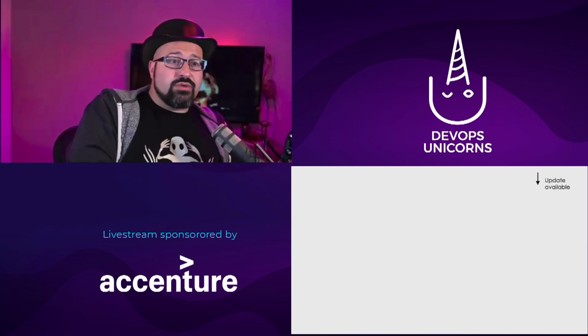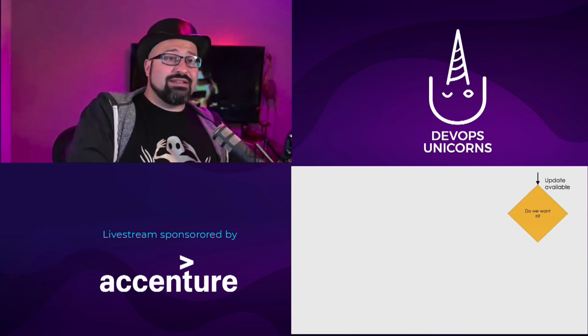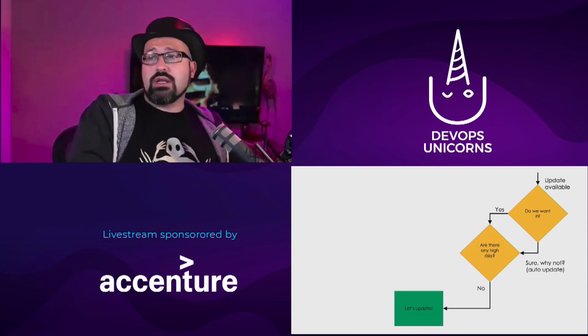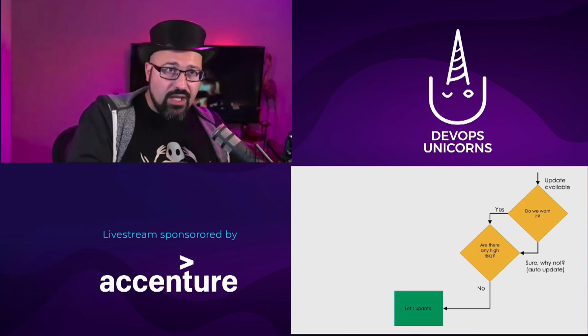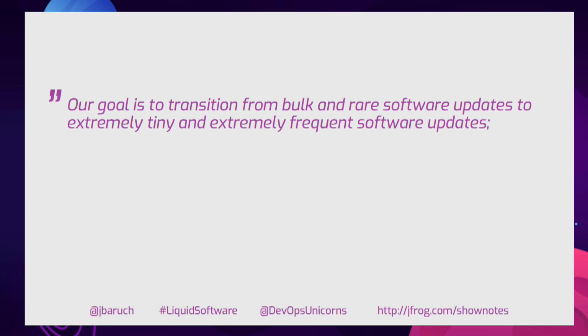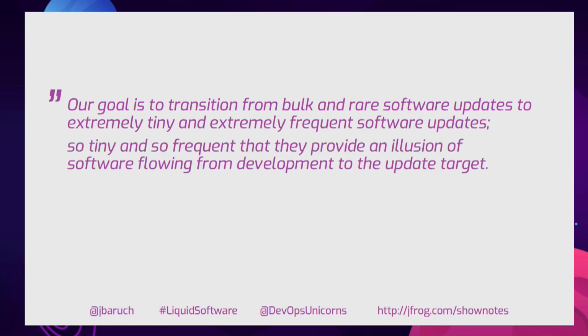We want to get to a situation when if update is available, it doesn't matter if you want it or not, it will be set up automatically, not only for the software which doesn't have high risk, but also for the software that do have high risk because we trust the updates. And then we can update all the time. So our goal is to transition from bulk and rare software updates to extremely tiny and extremely frequent software updates. So tiny and so frequent that they will provide an illusion of software flowing from development to the update target.